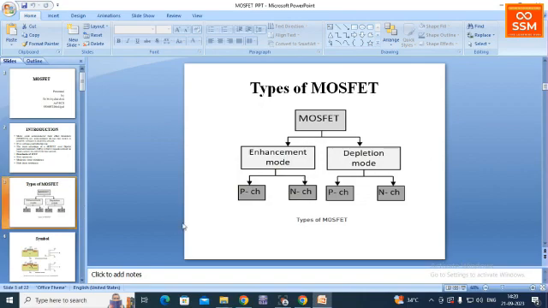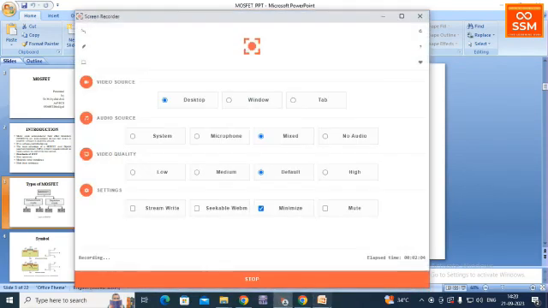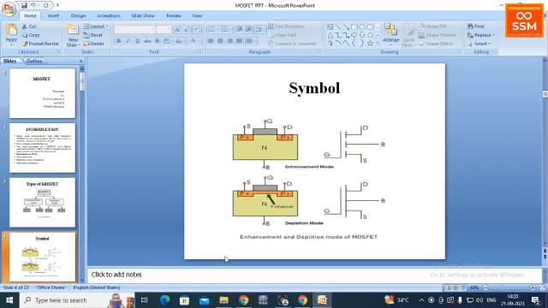Coming to the types of MOSFET, there are two types based on the mode of operation. We can classify the mode of operation into enhancement mode and depletion mode. I will explain this briefly in the forthcoming slide. The enhancement mode is again classified into P-channel enhancement mode MOSFET and N-channel enhancement mode MOSFET. Similarly, the depletion mode can be classified into P-channel depletion MOSFET and N-channel depletion MOSFET. This was the symbol used for both enhancement and depletion mode MOSFET. For the enhancement mode, this is the symbol, and this was the symbol for depletion mode.